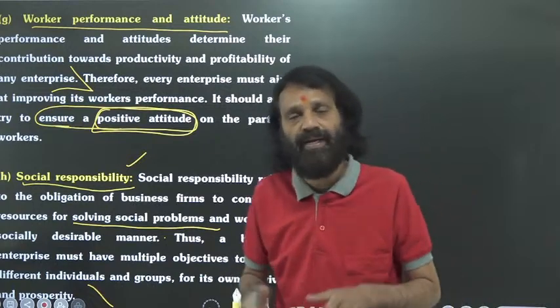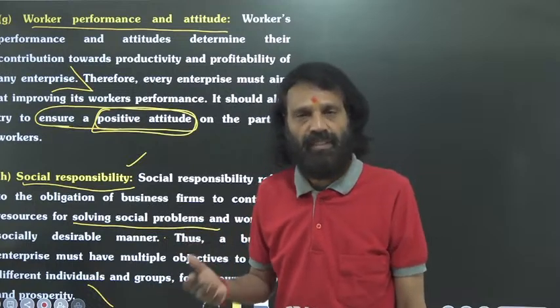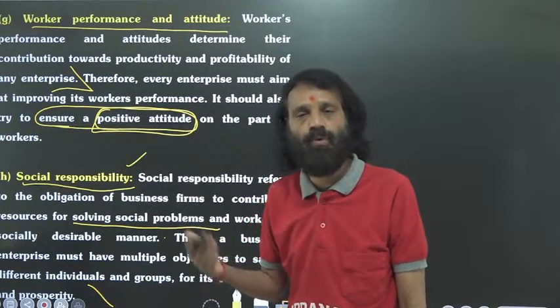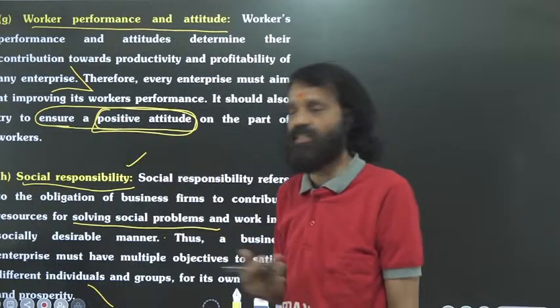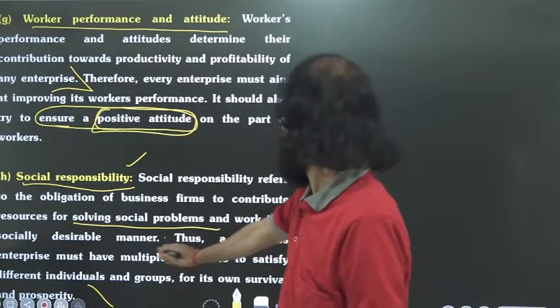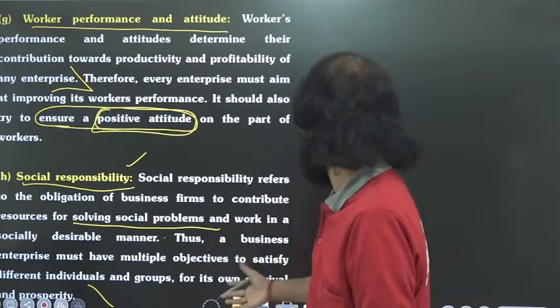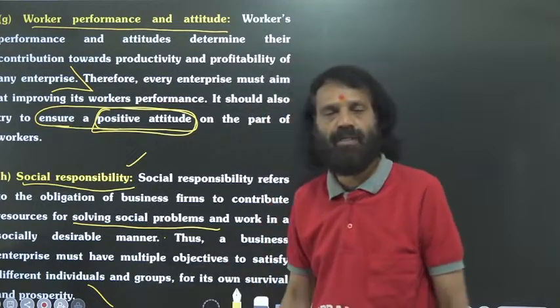They are providing. For example, Birla companies are doing like that, and even Adani is also doing. I have seen Adani's more contribution in the society, especially in Bhuj, Kutch areas. So a business enterprise must have multiple objectives to satisfy different individuals and groups for its own survival and prosperity. Nowadays, what are companies doing?